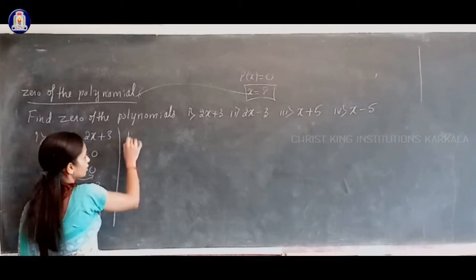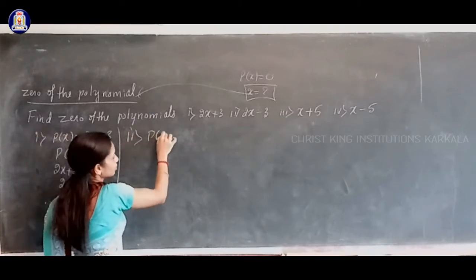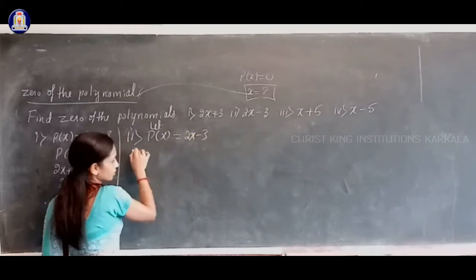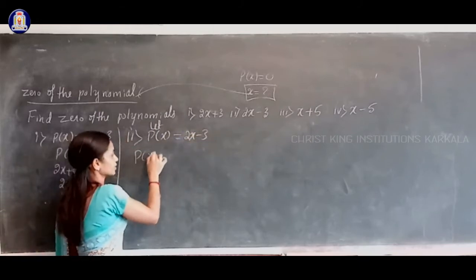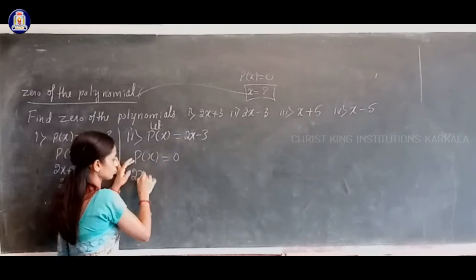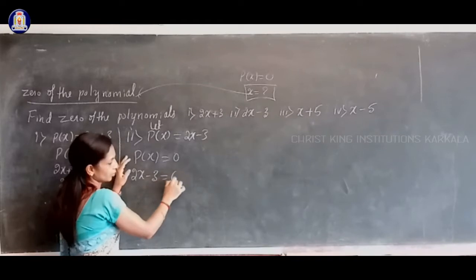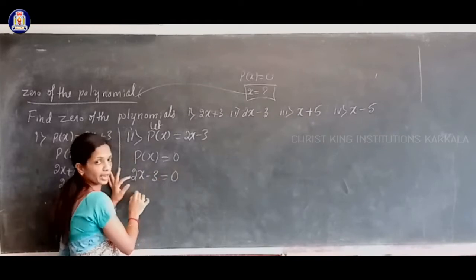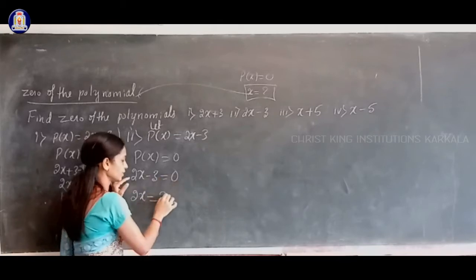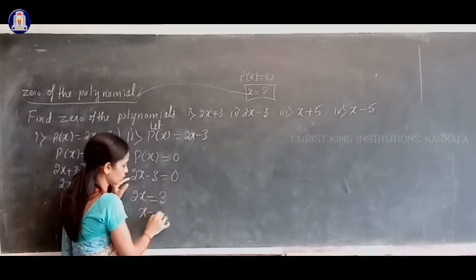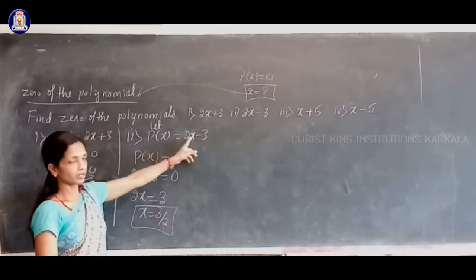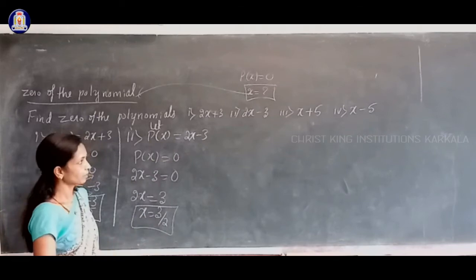Now the second one, I will take that as p of x. Let p of x be equal to 2x minus 3, and you start like this. P of x is equal to 0 implies 2x minus 3 equal to 0. Always you have to keep only the x term on the left side while simplifying. 2x equal to minus 3, the other side as plus 3. So x is equal to 3 by 2. So the 0 of the polynomial 2x minus 3 is 3 by 2.